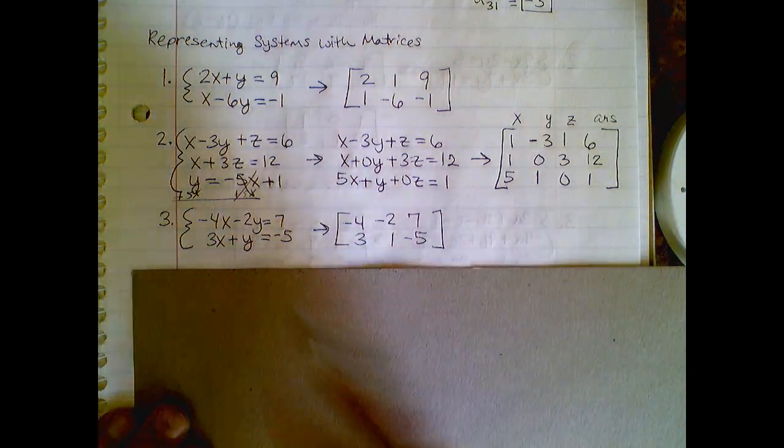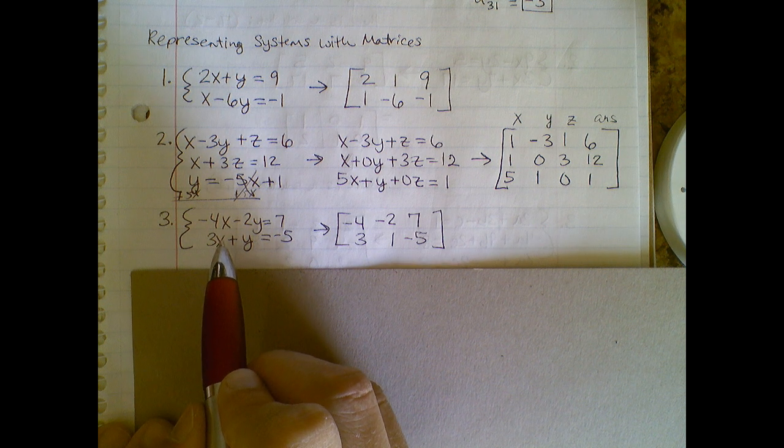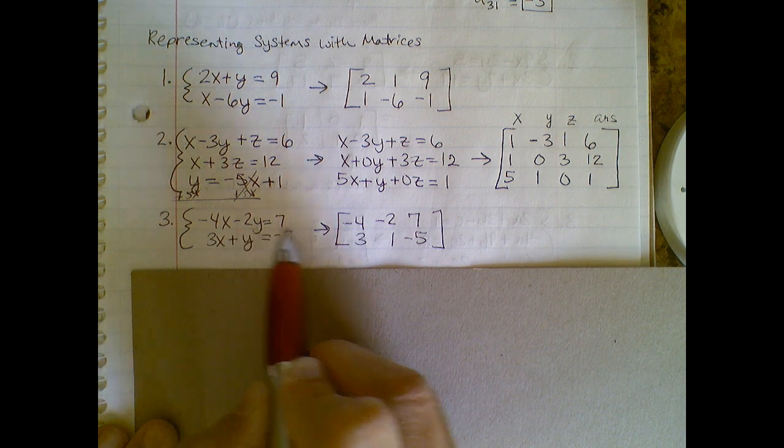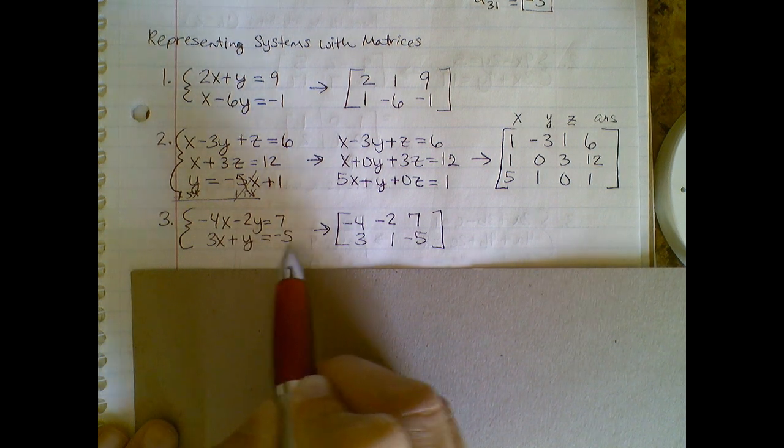Okay, let's do one more of these. It's a 2 by 3. I just put the numbers out in front, so -4, -2, and 7, 3, 1, and -5.